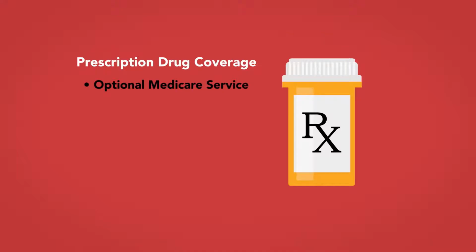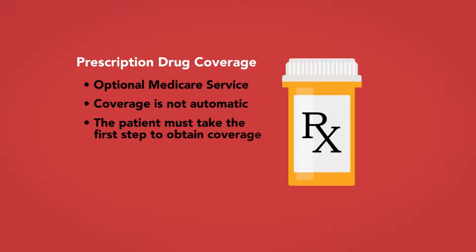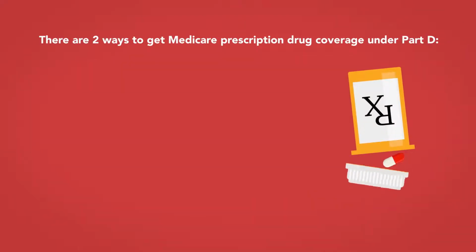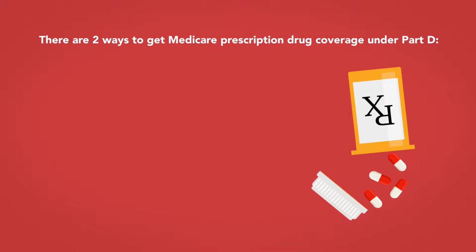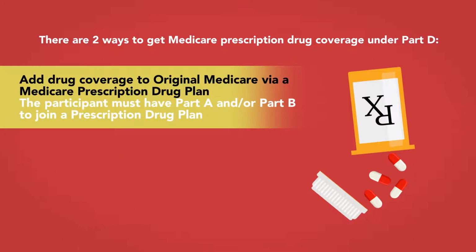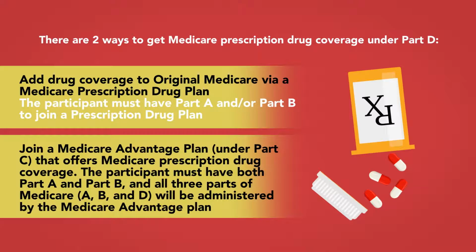Prescription drug coverage is an optional Medicare service. Unlike Parts A and B, Part D coverage is not automatic. Rather, the patient must take the first step to obtain coverage. There are 2 ways to get Medicare prescription drug coverage under Part D. 1. Add drug coverage to original Medicare via a Medicare prescription drug plan. The participant must have Part A and/or Part B to join a prescription drug plan. Or 2. Join a Medicare Advantage plan under Part C that offers Medicare prescription drug coverage.